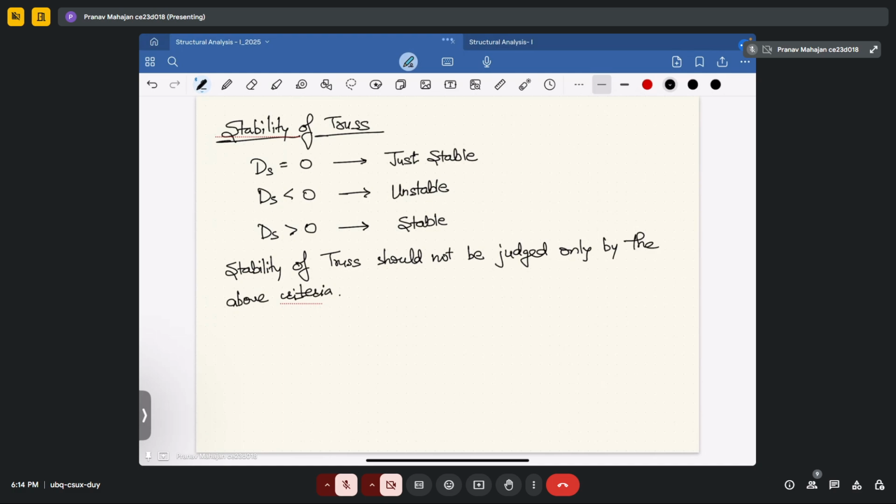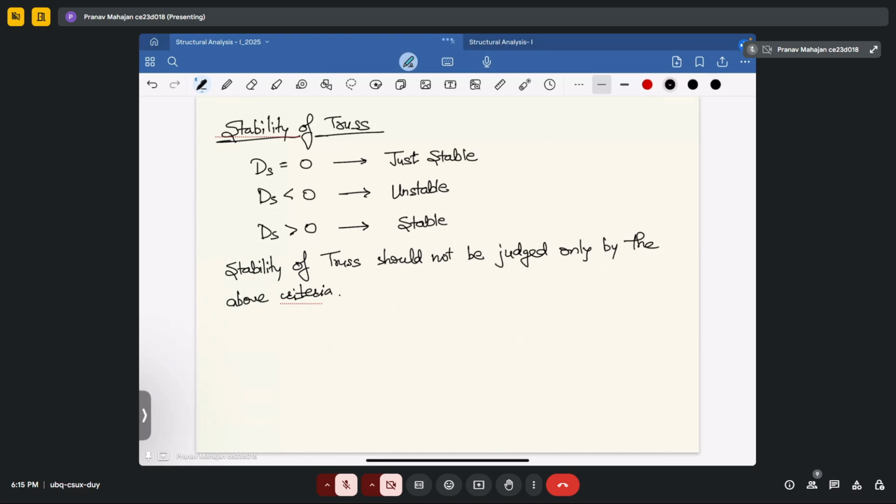What happens is that in certain cases you will find that the degree of static indeterminacy is equal to 0 or greater than 0, and in that case also the truss is unstable. Why? Because the supports or the constraints that are provided at the ends are not able to restrict the loads that are acting over that member. In those particular cases the truss is unstable.